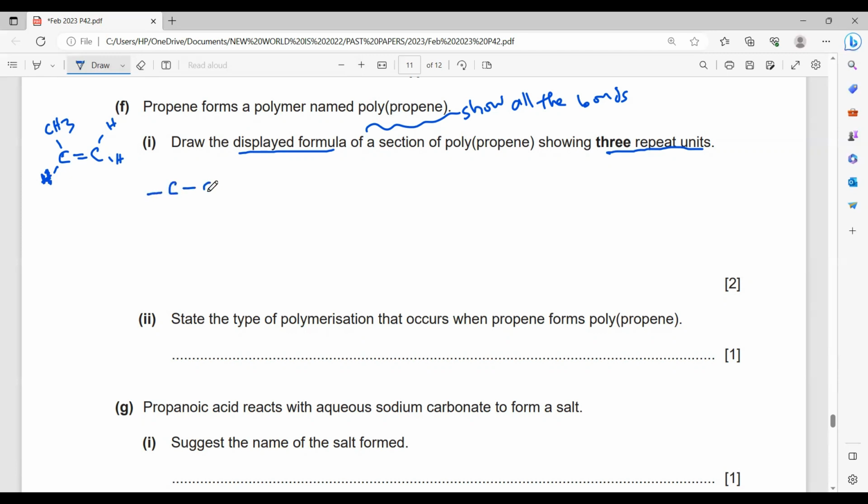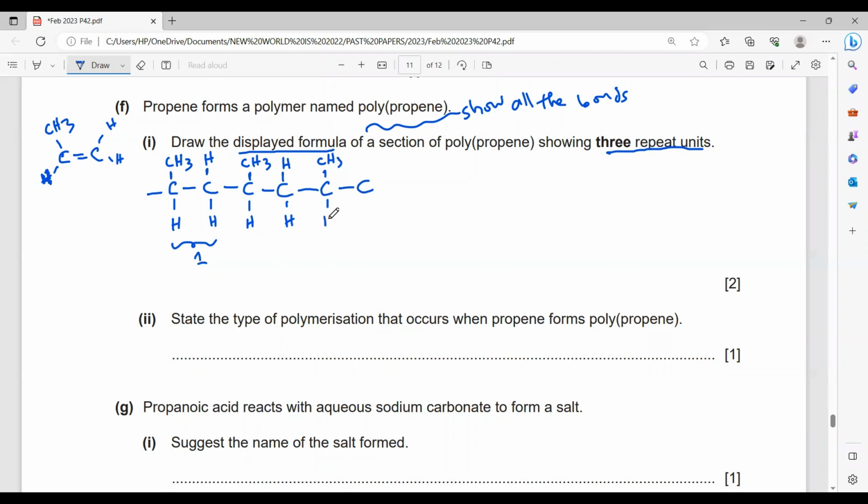My first repeat unit: I'm getting rid of the carbon to carbon double bond. So I'll put my first side chain there, and the hydrogen atoms. Can you see that? And you have hydrogen, and you have hydrogen. That's my first repeat unit. Then I'm going to draw my second repeat unit. So you're going to have CH3, H, and H, H. That's 2 repeat units. So I'm going to take my third repeat unit now.